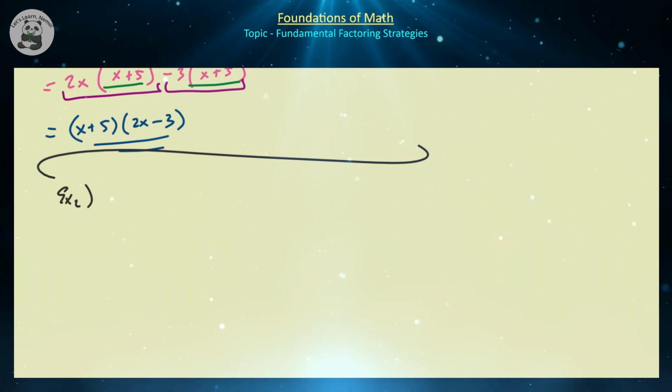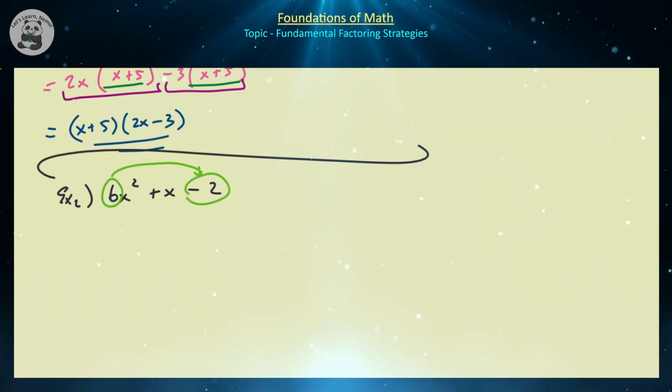So example 2. Suppose we have 6x squared plus x minus 2. This is a non-monic trinomial, so let's begin by multiplying a and c. So a times c will be equal to minus 12, and we need two numbers that multiply together to give us minus 12, and add together to give us positive 1.